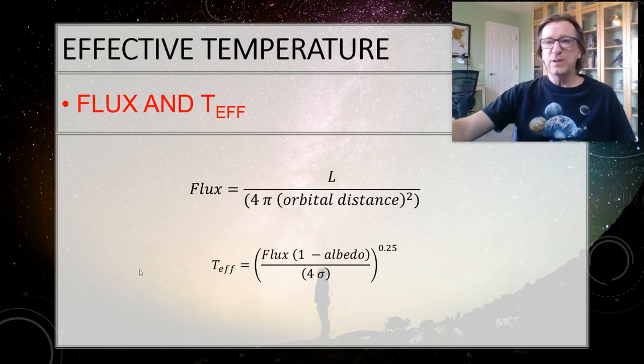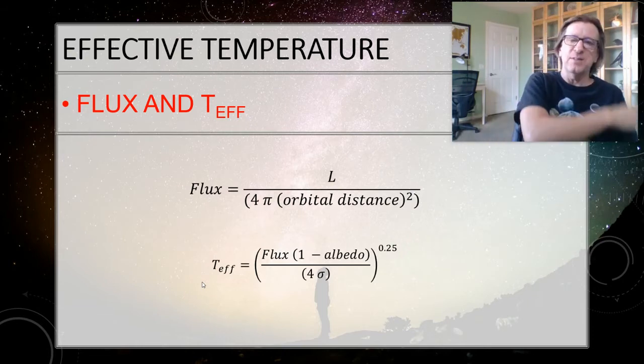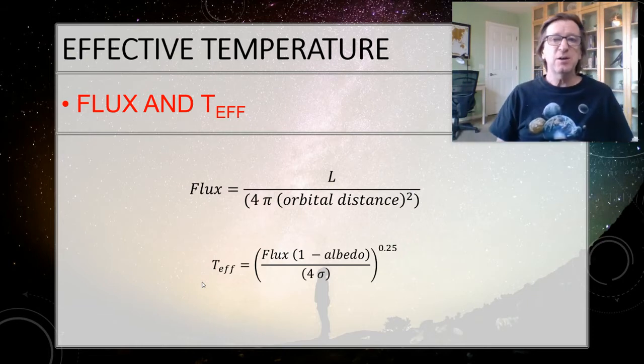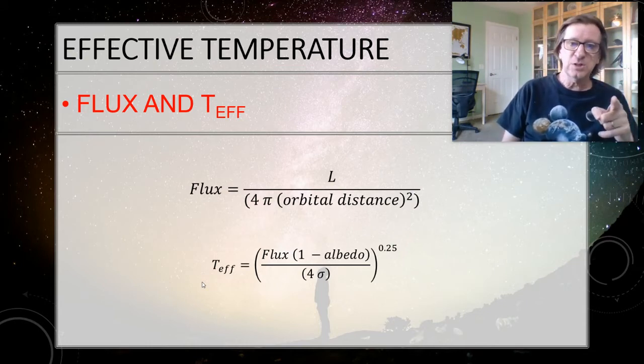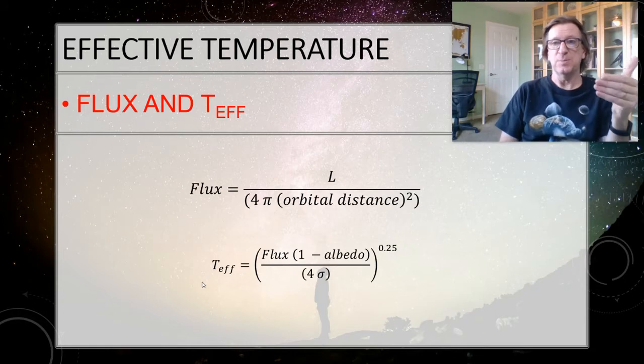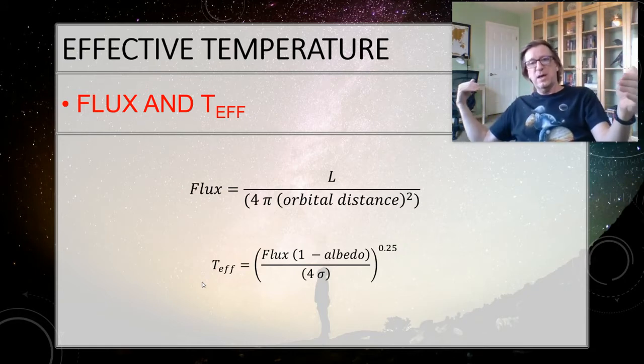So if we're going to figure out what the effective temperature is, I need to know how much energy is reaching the planet. Well, the amount of energy that's reaching the planet is the flux. Now, we've talked about stellar flux before, way back at the very beginning of the class. That's how much light from the star is reaching us here on Earth. Here, we're talking about how much light from the star is reaching the planet. Okay, so this is the flux at the planet, not all the way out here at the Earth.